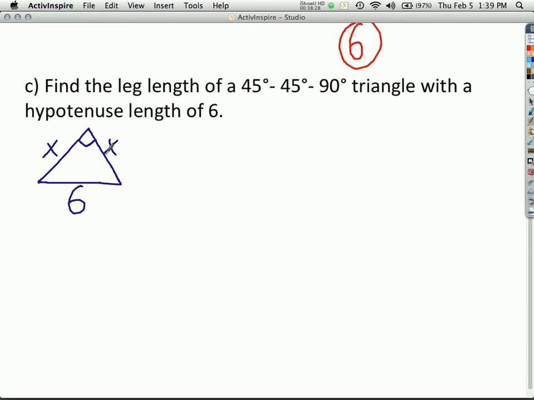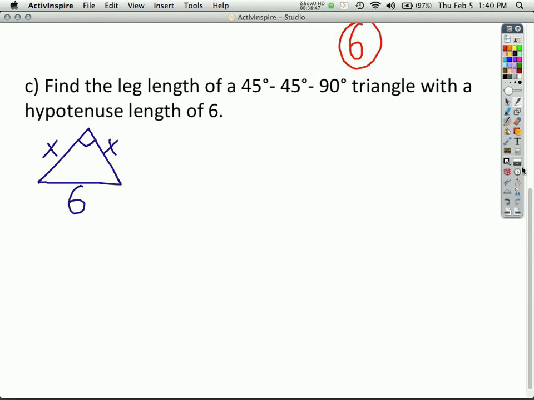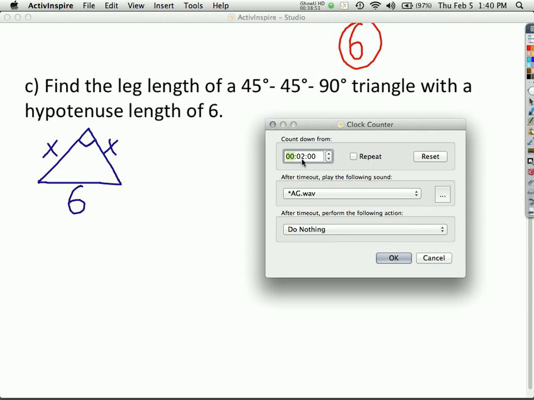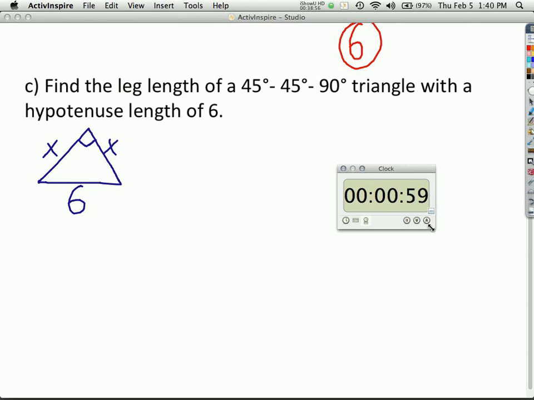And we're already told that it's a 45, 45, 90-degree triangle. We don't have to establish that. We're told it. So we have to find this distance. Got a minute? See if you can figure it out. We need the leg of the triangle.